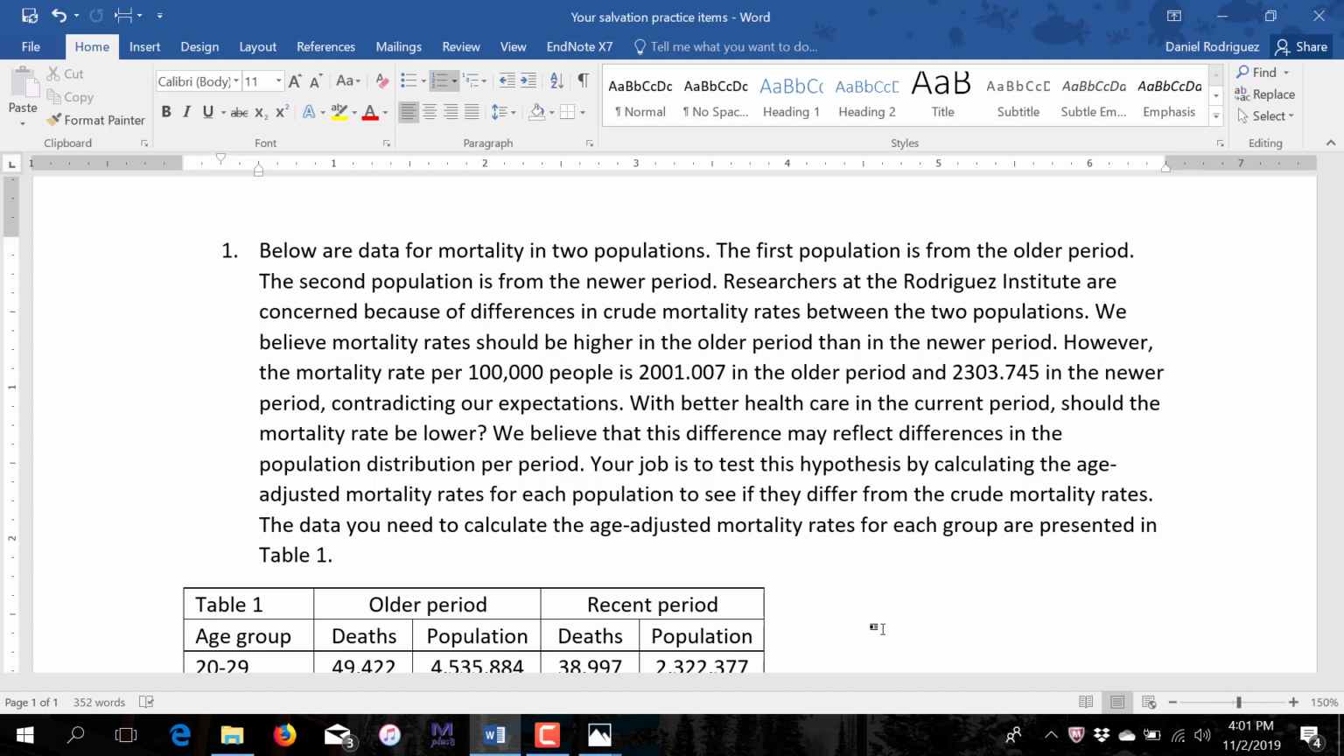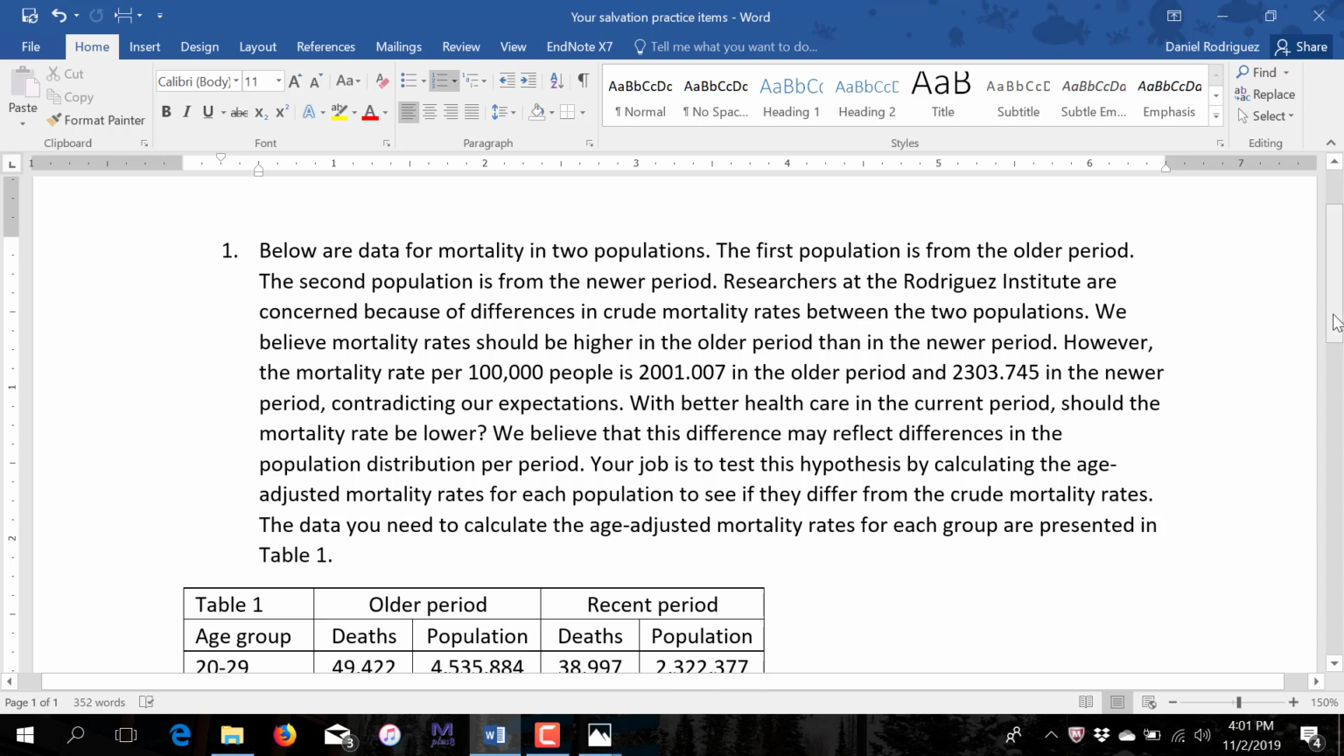With better health care in the current period, shouldn't the mortality rate be lower? We believe that this difference may reflect differences in population distribution per period. Your job is to test this hypothesis by calculating the age-adjusted mortality rates for each population to see if they differ from the crude mortality rates. The data you need are presented in Table 1.